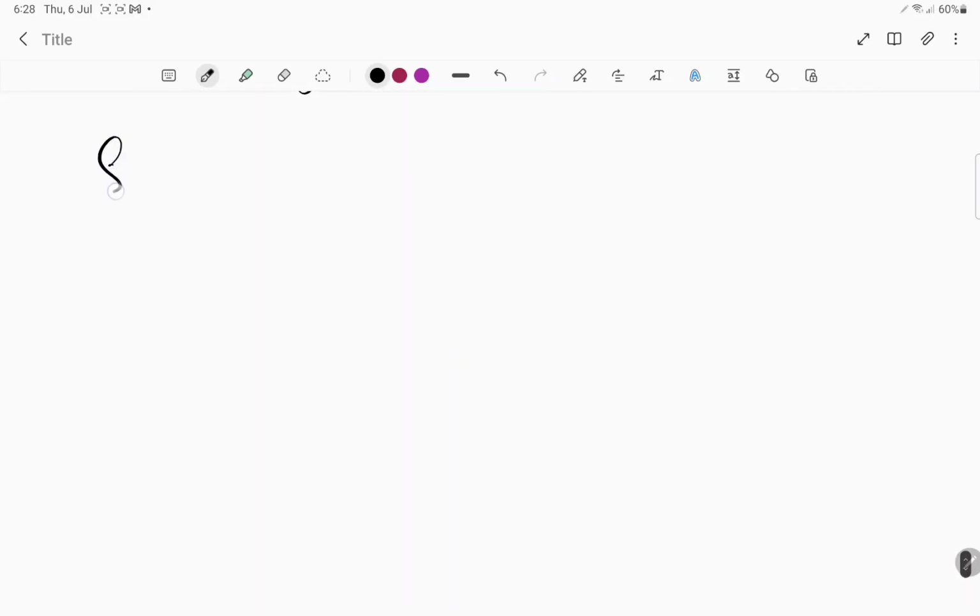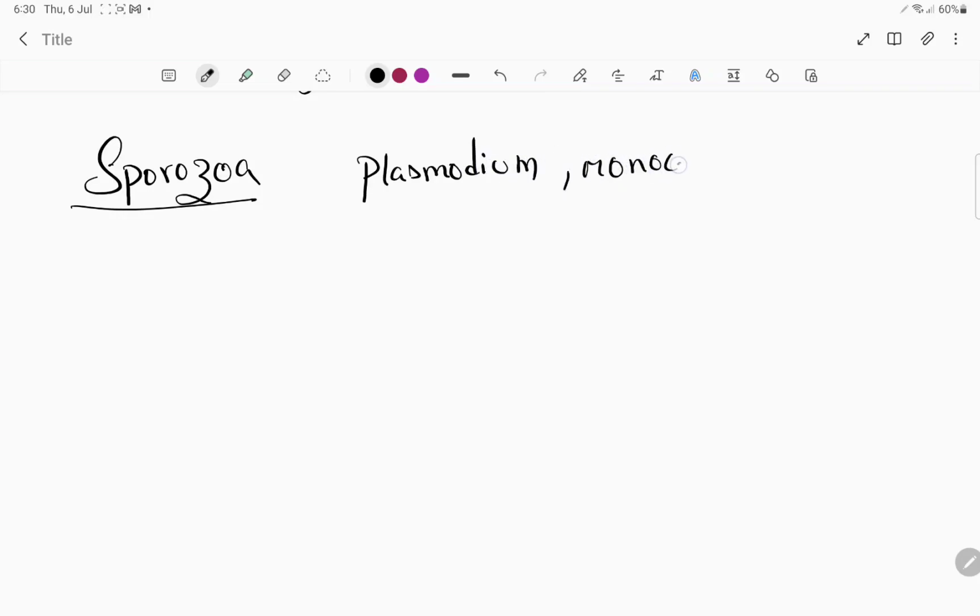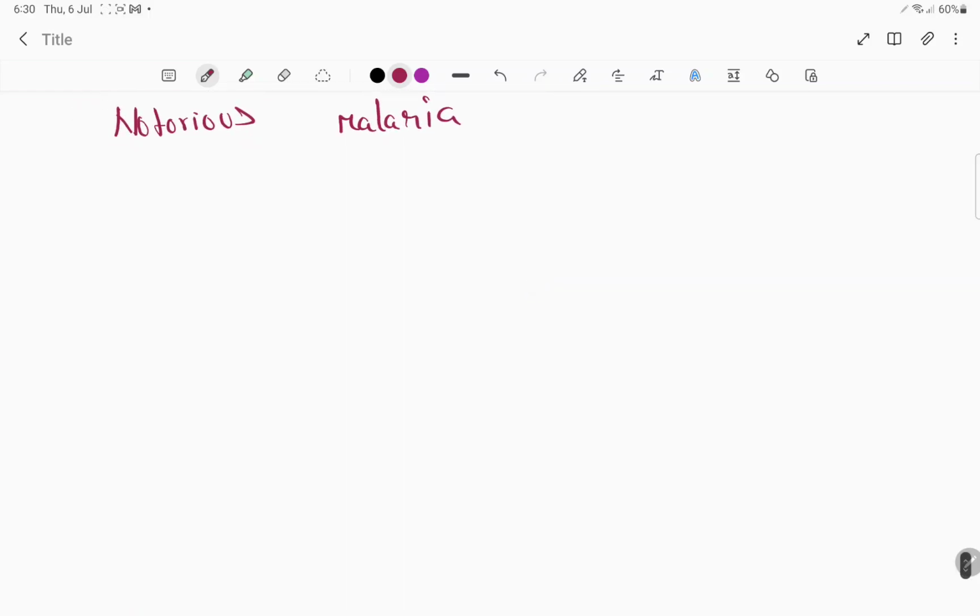Next, we have the sporozoa. Sporo means seeds. Examples: Plasmodium, monocystis. Plasmodium is notorious and causes malaria, which has a staggering effect in the human population. Malaria is sporozoal, and it also has various variants.